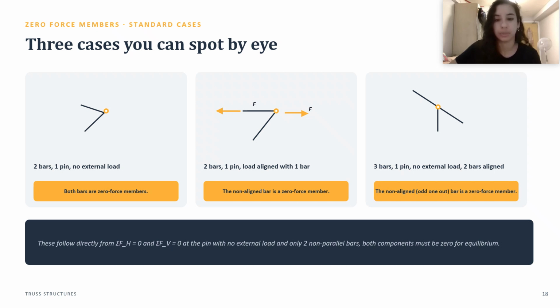Then the non-aligned one, which is the diagonal one, as you see, is going to be a zero force member. What about if we have 3 bars that are connected to 1 pin, and the pin has no external load at all, no force on it? Then, well, it depends on how it looks. If 2 of the bars are aligned, then these will not be zero force members. It will be the one that is not aligned, the odd one out, that will be a zero force member.